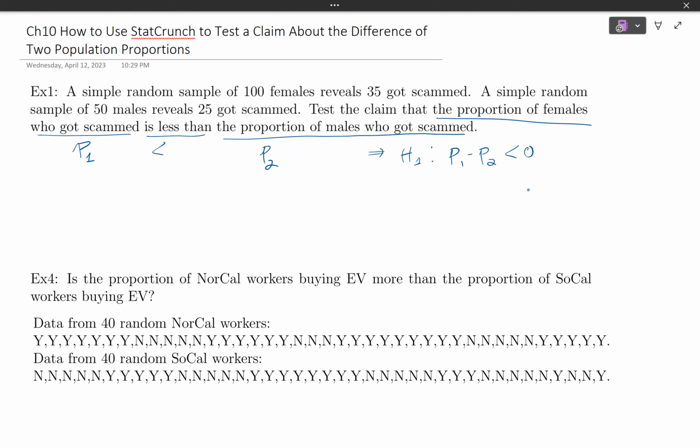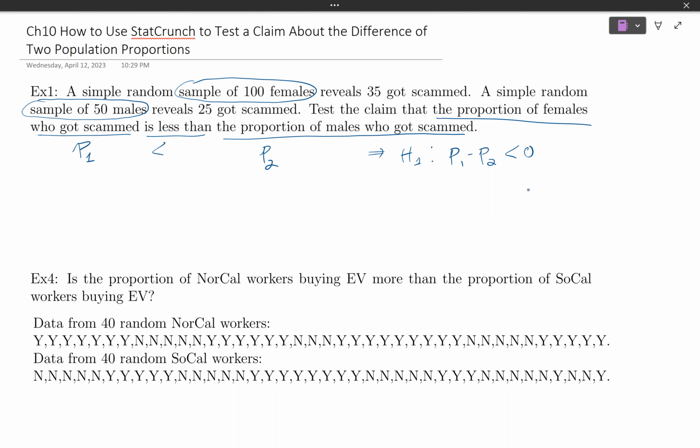Sample 1 comes from population 1. So that is the sample of 100 females. Sample 2 comes from population 2. That is a sample of 50 males.